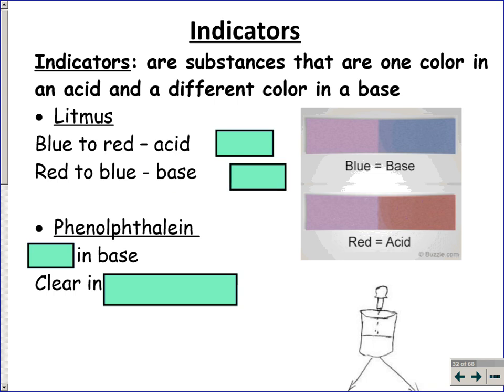Okay, so you should know blue to red acid. It kind of rhymes. And then red to blue base. So if it's blue, it's definitely trying to indicate to you a pH of above 7. All right, so those are the 2 most common indicators.